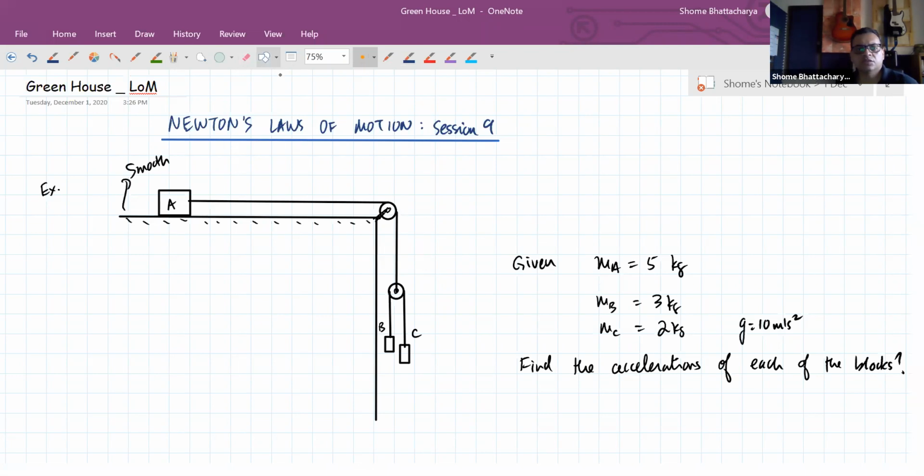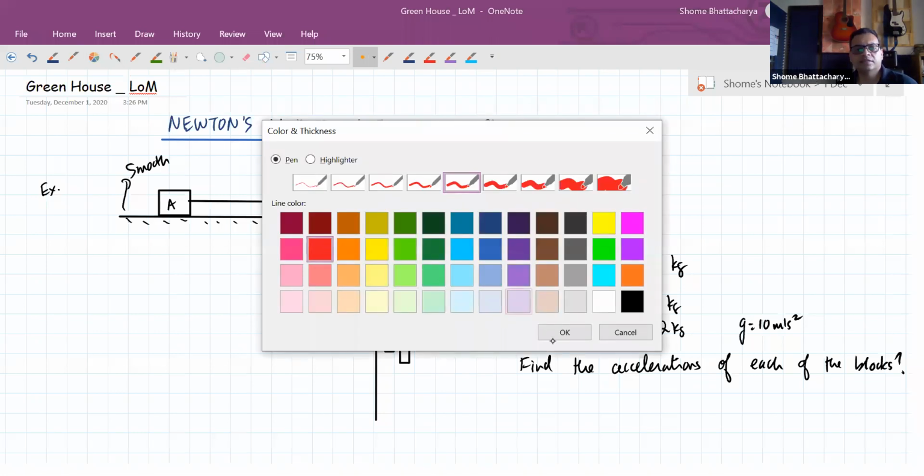Okay. So the first thing we understand here is that if I'm labeling this pulley as suppose P1, then this pulley will have the same downward acceleration as the horizontal acceleration of the block.